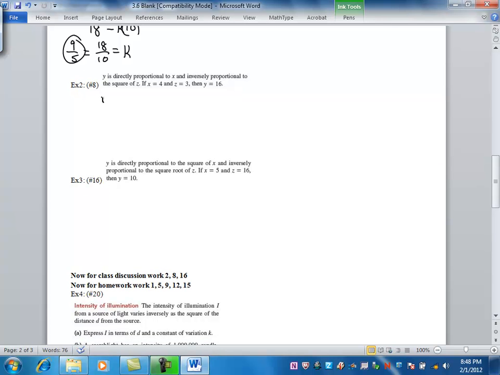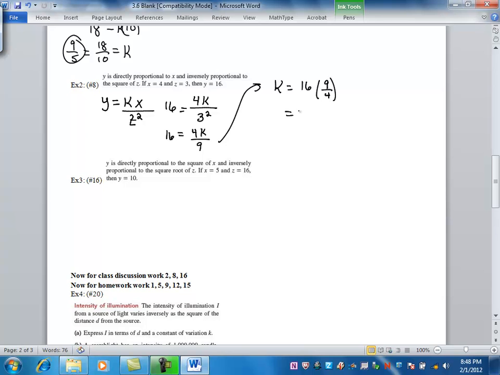Our next example here, y. I write y is directly, so there's my equal k, proportional to x, and inversely proportional to the square of z, so z squared. If x is 4, z is 3, y is 16. So we've got 16 equal 4k over 9, and then we see that k equals 16 times 9 over 4. 16 divided by 4 is 4, times 9 is 36. There's my value of k.